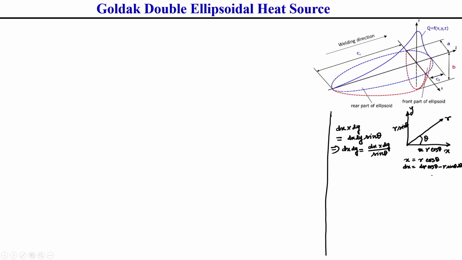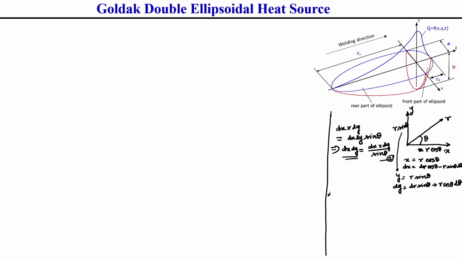So, dx we got, then what is dy? Y we know as r sin theta. What is dy? Dy you can write as dr sin theta plus r cos theta d theta. So, these are the things you can write. Now I am going to put these things in this equation, which is equation number A.